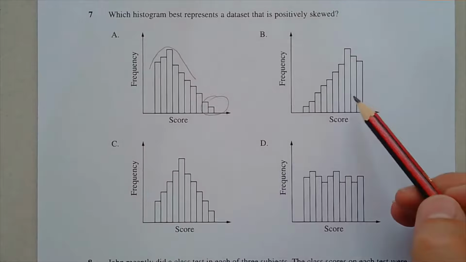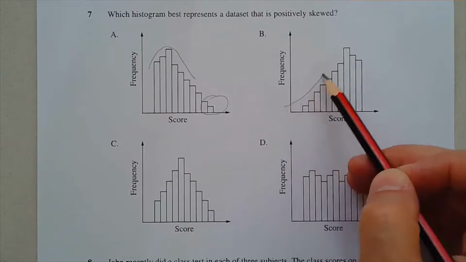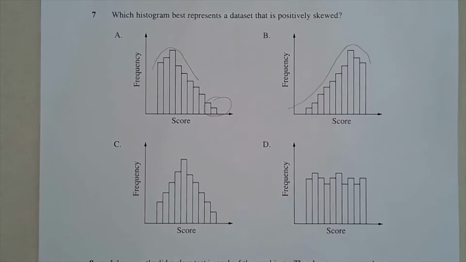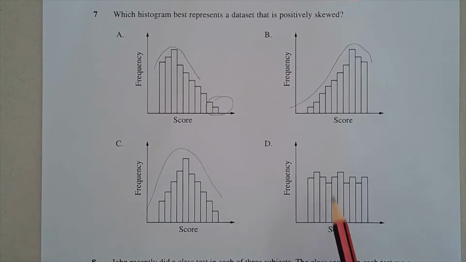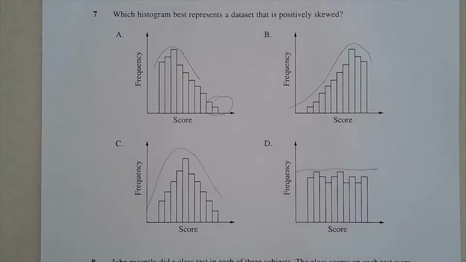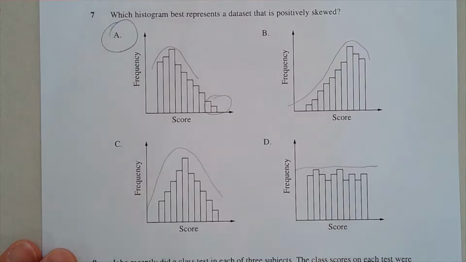Option B is the other way around. So you've got the tail on the left, and we don't want that because that's negatively skewed. So it really goes by where the tail is, or the position of the tail. C is somewhat symmetrical, and D is somewhat uniform. So it's option A.